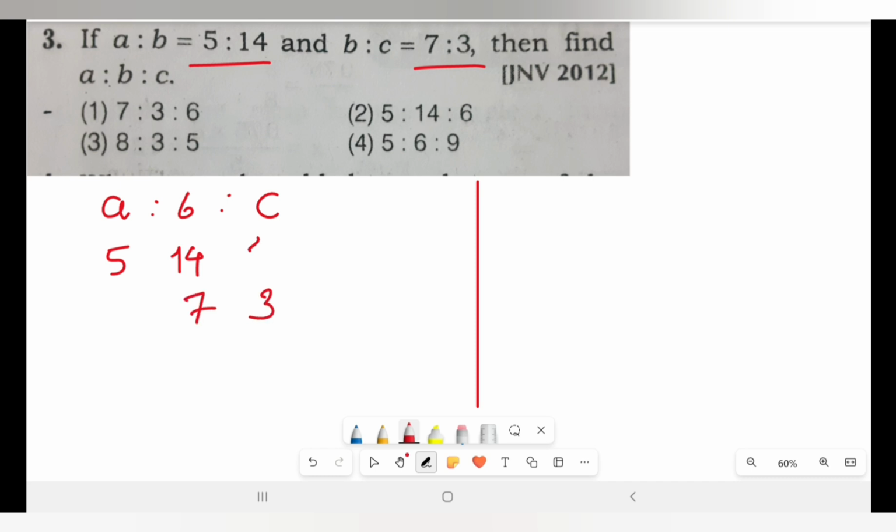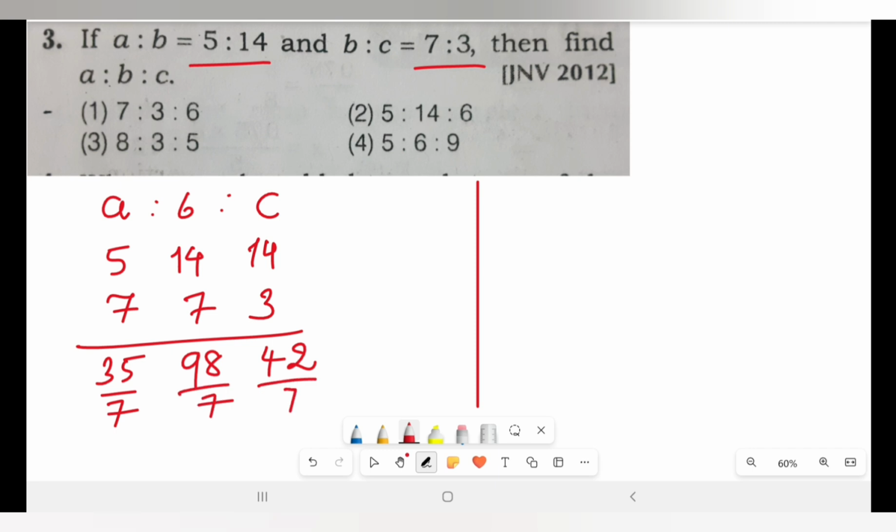So here write down the neighboring number, that is 14. Here write down the neighboring number, that is 7. So here let us multiply 7 and 5, it is 35, and here it is 98, and here it is 42. All right, so as you can see in the options, there is no answer, but if you divide all these numbers by 7, you will get the answer. So 7 5s are 35, and here 14 divided by 7 is 98, and here 7 6s are 42. So 5 by 14 by 6. So this is the right option.